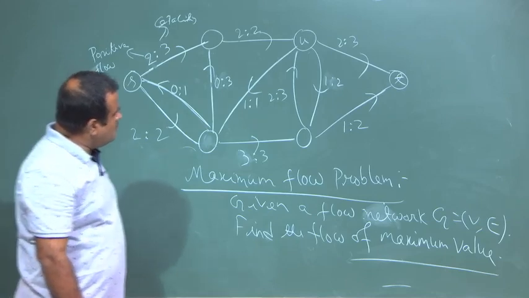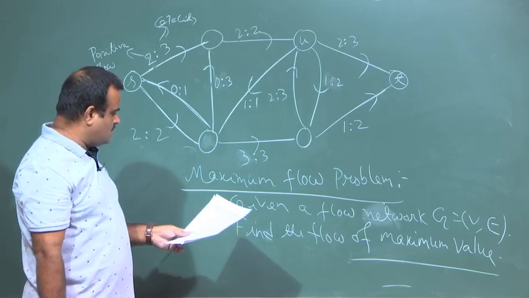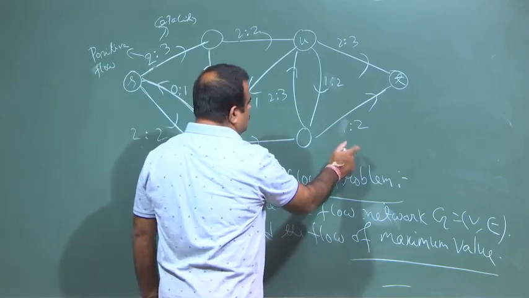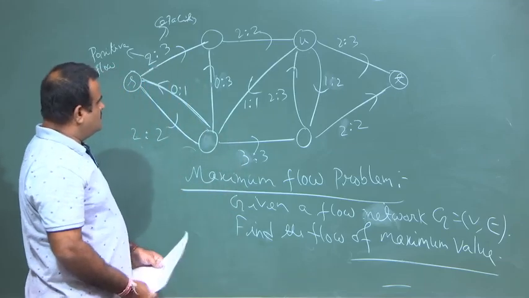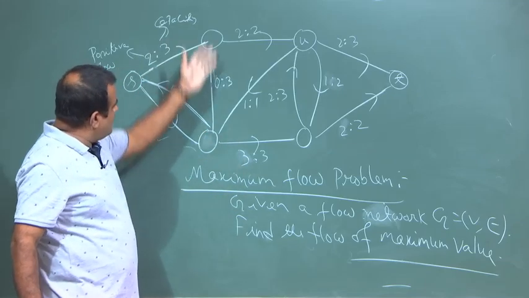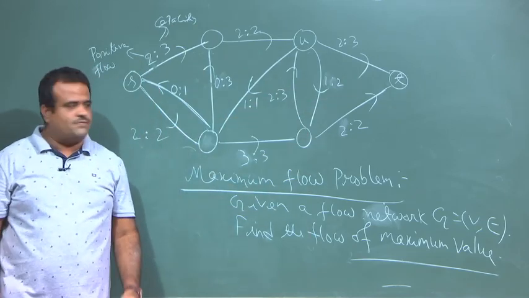And then what do we do? So, we have 1 over here. Instead of 1 we can pass 2, because the capacity is 2. That is it. So, this is the way we pass the current flow. So, this is the way we can pass 4.